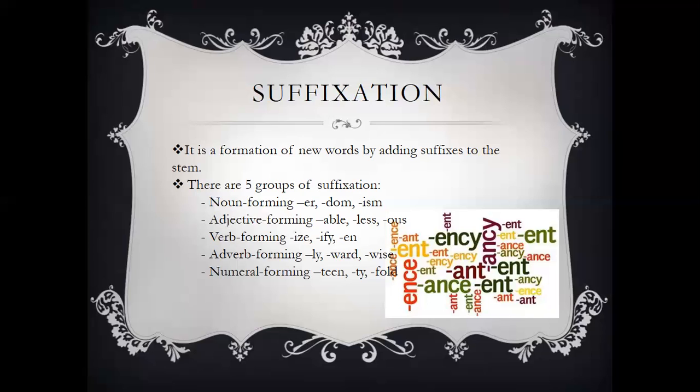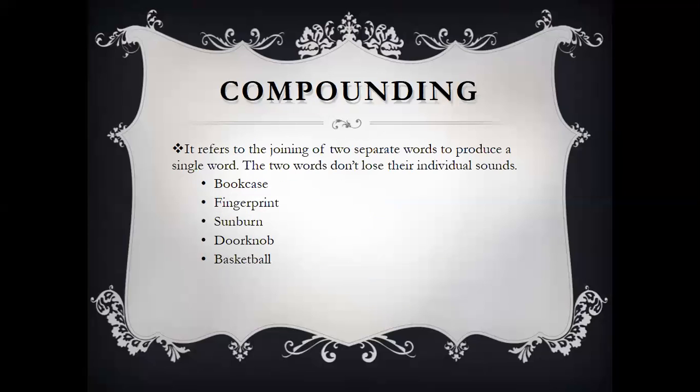And there are so many suffixes in English. For example, adverb forming suffix ly, for example, beautiful, beautifully. Numeral forming is teen and ty: teen, 14, ty, 40, and so on.